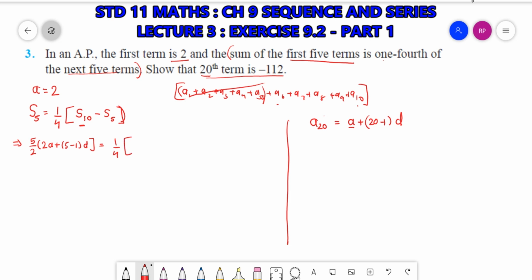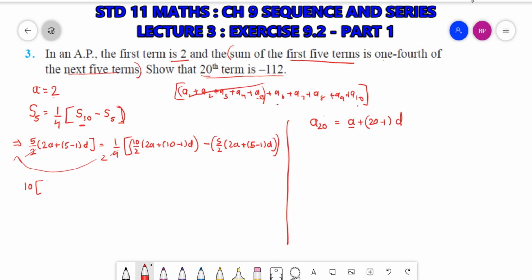S10 means 10 by 2 [2a plus (n minus 1)d], minus S5, that means 5 by 2 [2a plus (5 minus 1)d]. Okay, clear? So now 2 ones are 2. When this 2 goes to the other side, it will be 5 twos are 10.